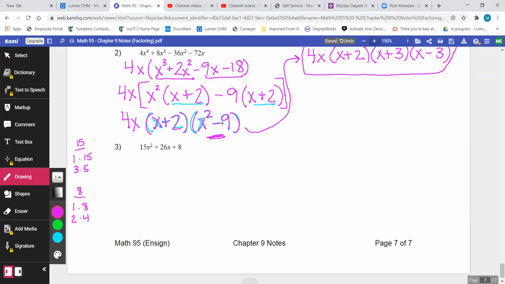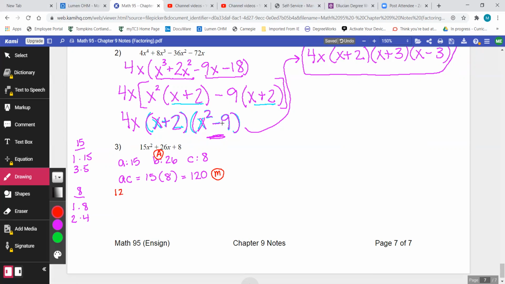Okay, so no GCF, that means this is one of those harder trinomials. So we're going to use the AC method. So A in this case is 15, B is 26, and C is 8. So my AC, or my 15 times 8, is going to be 120. So I need two numbers that multiply to 120 and add up to B, which is 26.